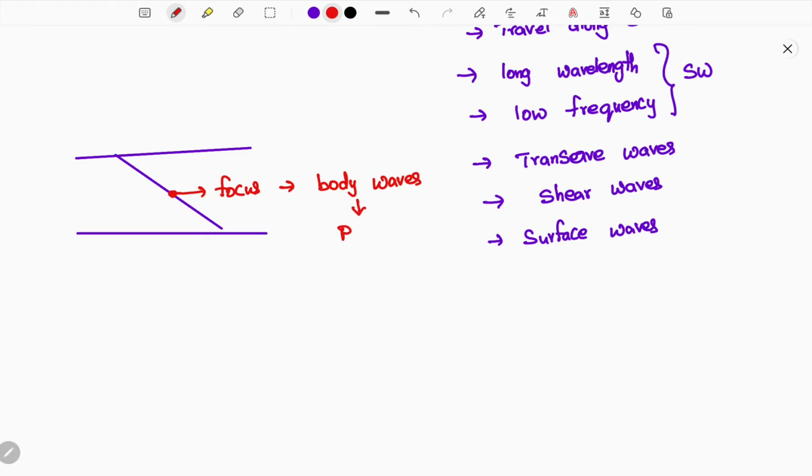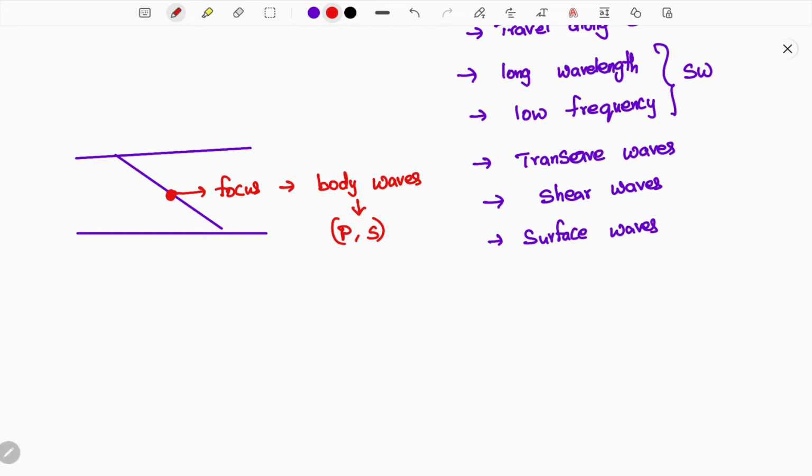Body waves start at a point called the focus. They are the P and S waves. They start at the focus and, as long as they travel inside the earth, they are none other than body waves. But where do we experience the surface waves at first instant?